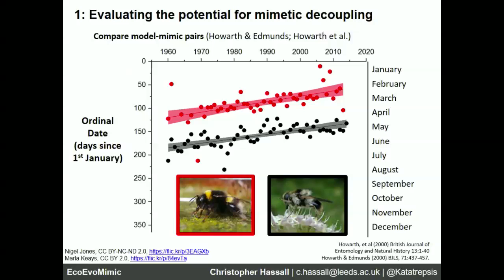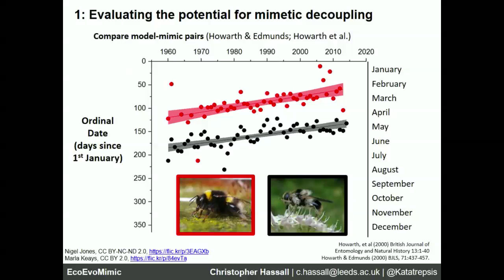You have very early emergence from the effectively winter-active bumblebees, followed later on in the season by the hoverflies. So they're occurring later in the year, so they're further down on the graph. The months are to the right, just to aid in interpretation. But they're both tracking climate change in a very similar way, so there's no difference between those two slopes.